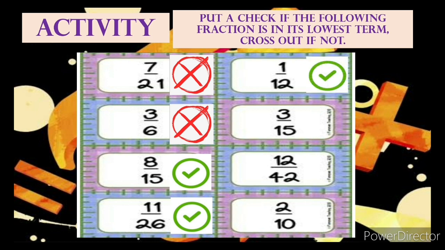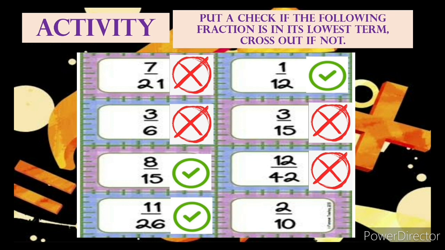1 over 12. Check, kasi nasa lowest term. 3 all over 15. Hindi. Bakit kaya? Dahil ang GCF nila ay 3. 12 all over 42. Cross out. Bakit? Greatest common factor nila ay 6. 2/10. Hindi din. Bakit kaya? Dahil ang GCF nila ay 2.